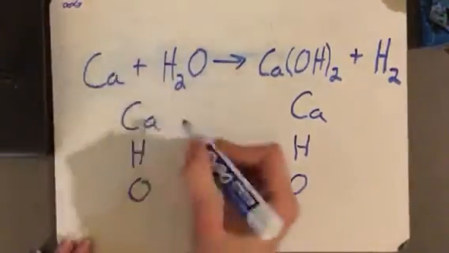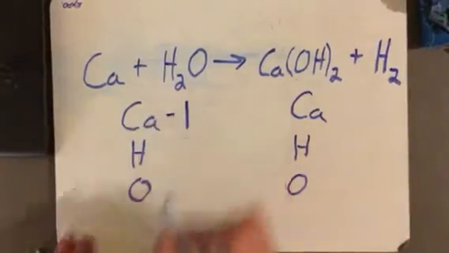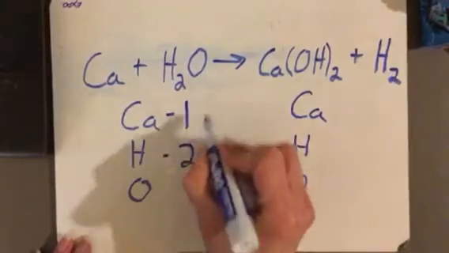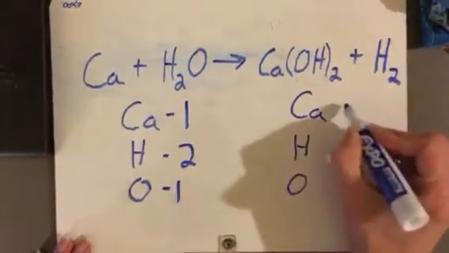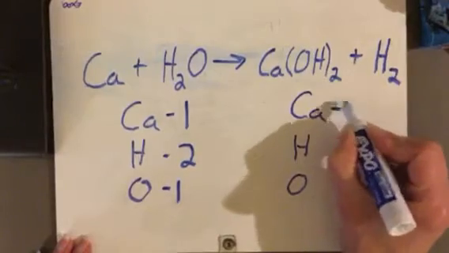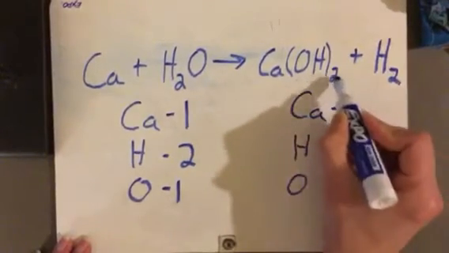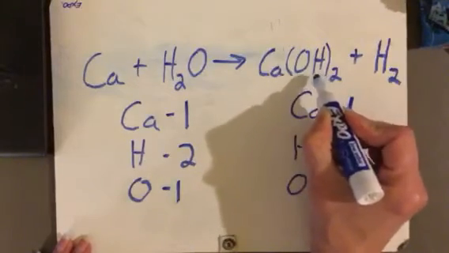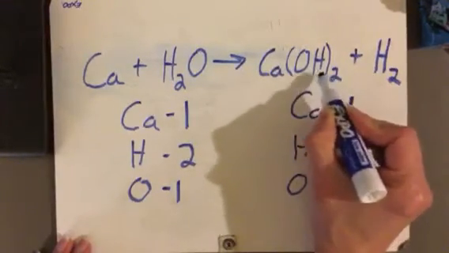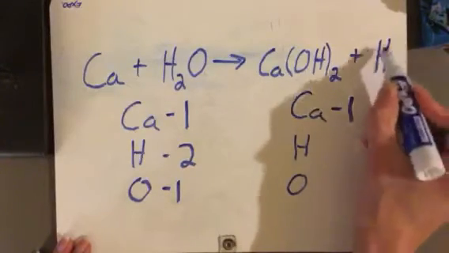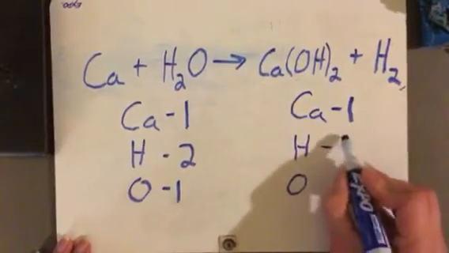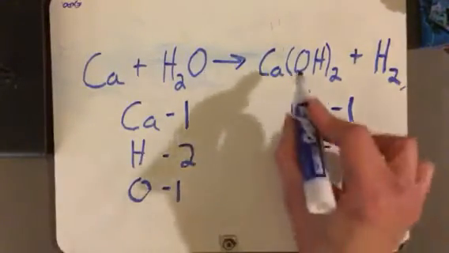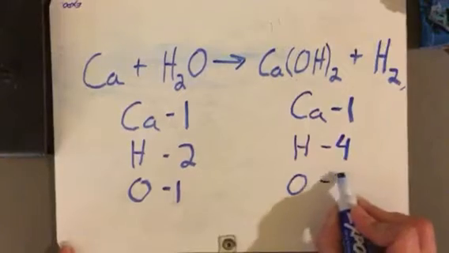On this side, I have one single calcium atom, and I have two hydrogen atoms, and I have one oxygen atom. Okay. On my product side, I again have one calcium atom, and I have two hydrogen because I have an OH group, and each of those has one, but I've got two of those. So that's two hydrogen here, plus there's two hydrogen over here. So that's a total of 4 hydrogen that I have on that product side. And then I have 2 oxygen atoms.